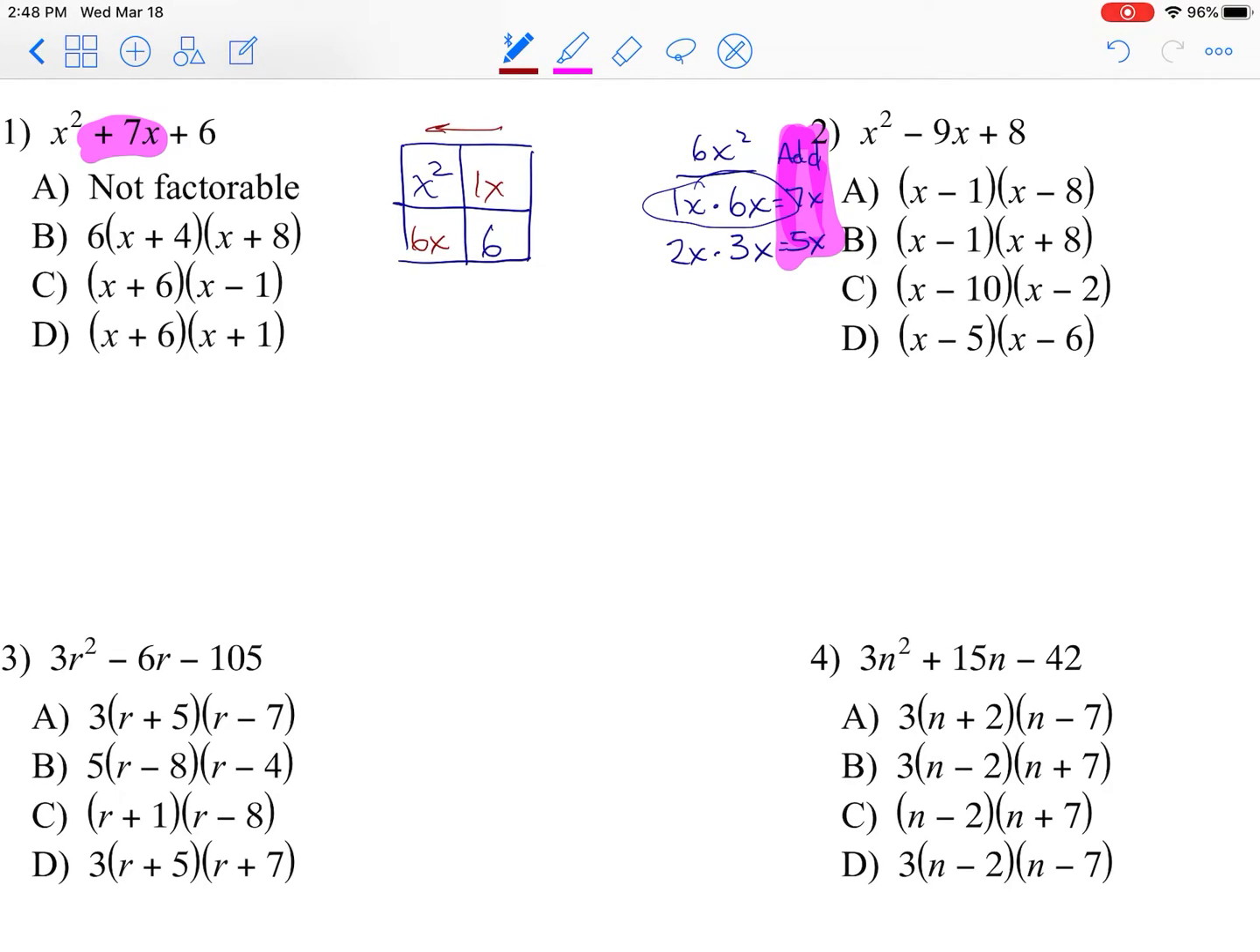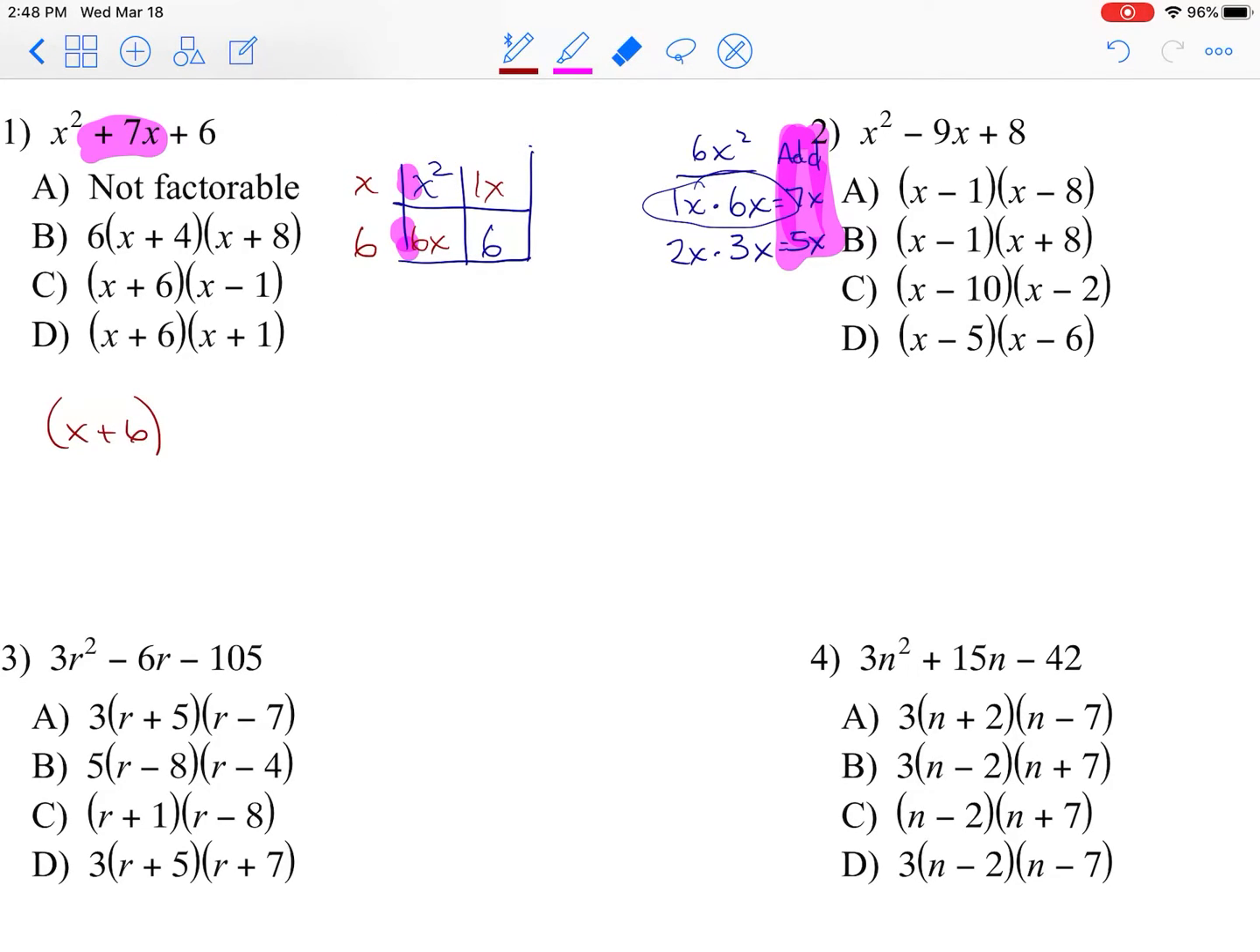So the greatest common factor of x squared and 1x is x. The greatest common factor of 6x and 6 on the second row is 6. Each of those two touch a positive box. In other words, the signs here and here are positive, so my x plus 6 are also positive. So part of my answer, one of my binomials, is x plus 6.